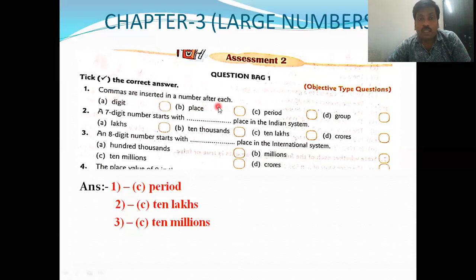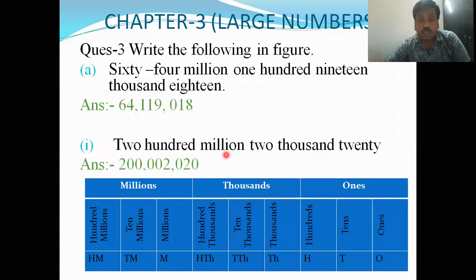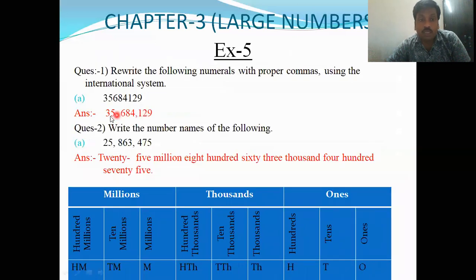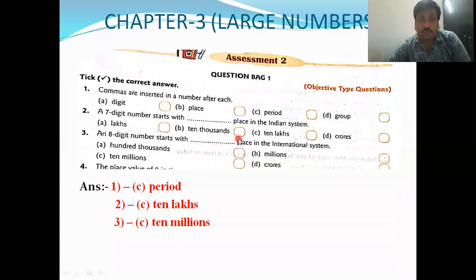Now commas are presented in a number after each. You see in the last question, here we insert the commas. Why do we insert the commas? We insert the commas to separate the periods. Here we separate the period of the thousand and the ones. So children, commas are inserted in a number after each period. Which option is correct? Now in this way, the first answer is C.